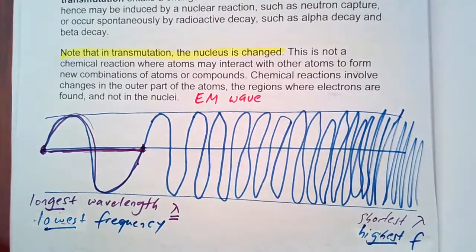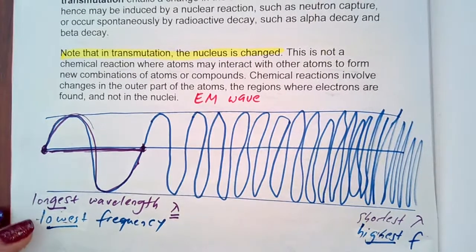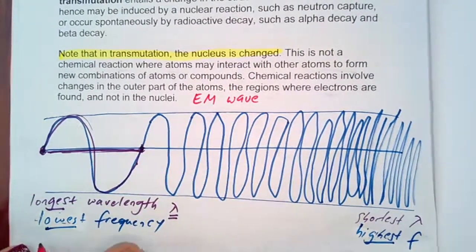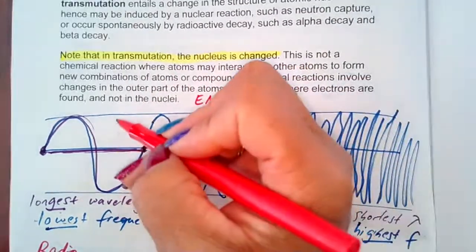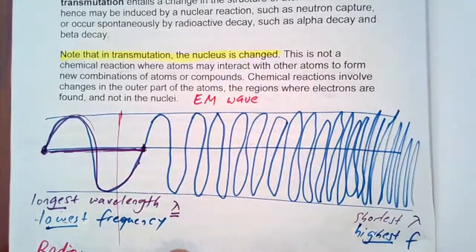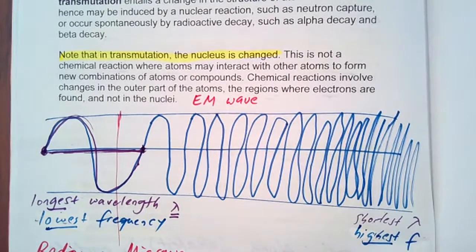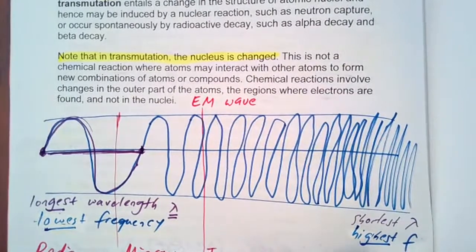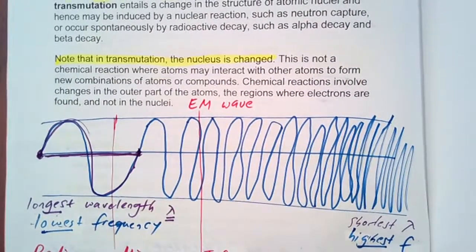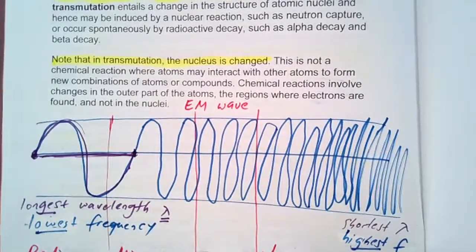So I'm going to name the electromagnetic spectrum here. And this would be the radio wave right in this end. So let's say this is the radio wave. And this would be where the microwave is. So let's say that's the microwave. And this would be the infrared right here. And this is the visible light.